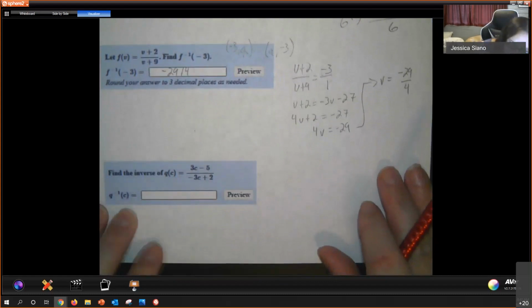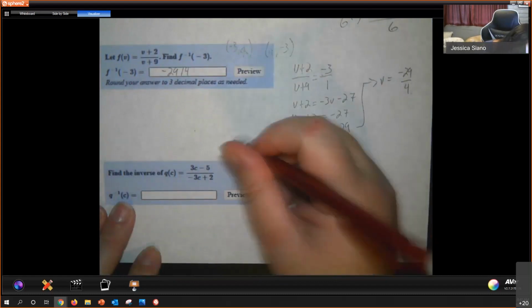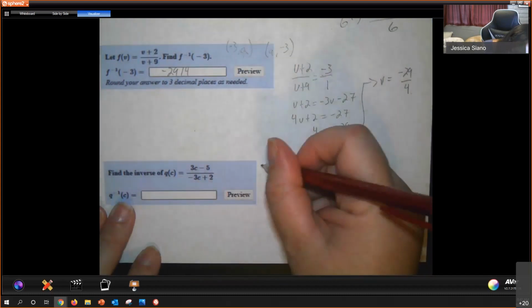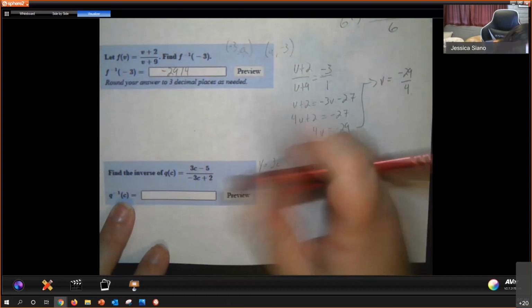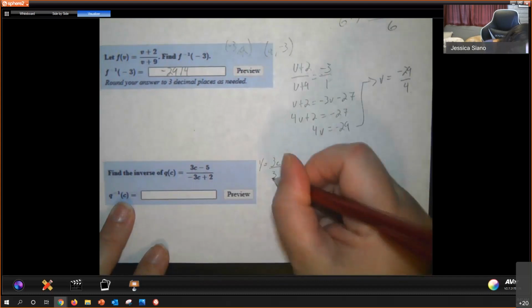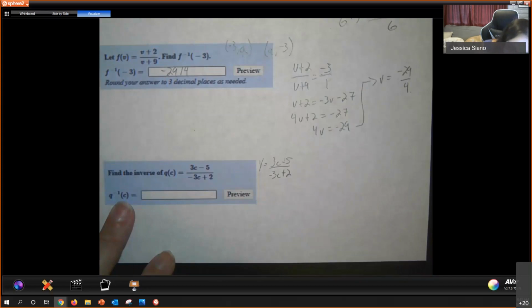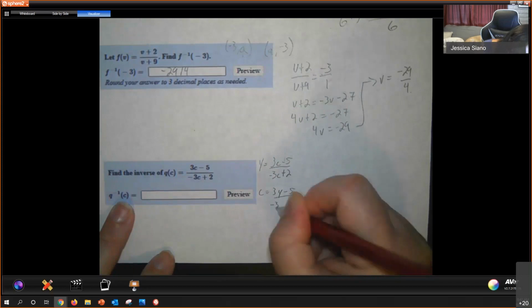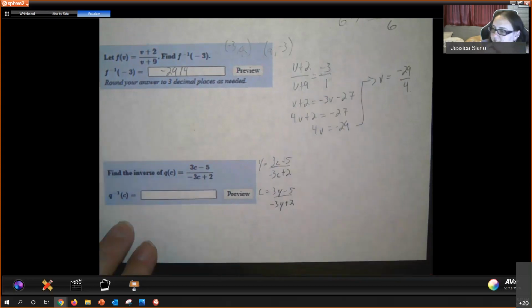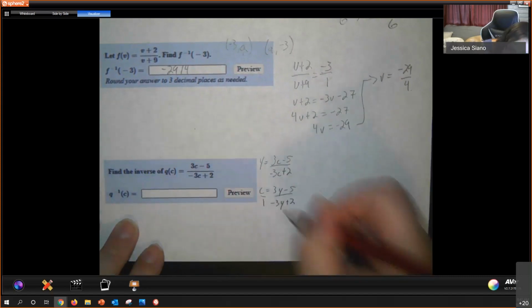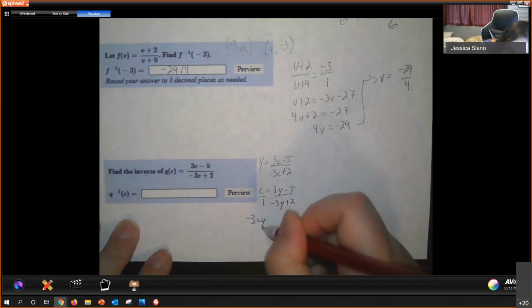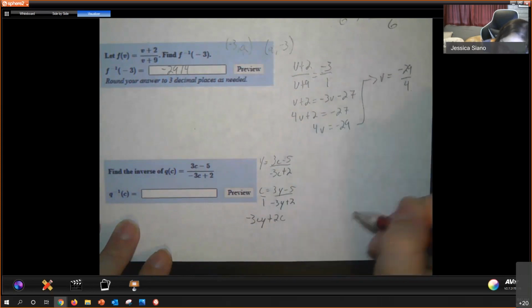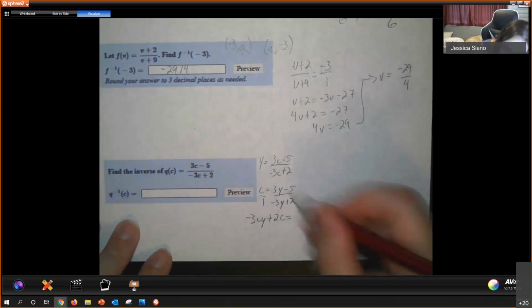And then let's do one more finding the inverse. So we say, change that to Y. Swap the C's and the Y's. And then we solve. So just like above, I'm going to put this over 1 and cross multiply. So C times this would be -3CY plus 2C. And then this times 1 is just that.